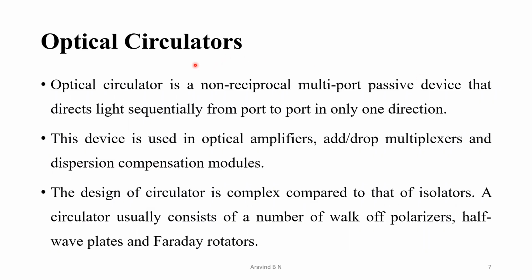Now getting into optical circulators. These optical circulators are multi-port passive devices that direct light sequentially from one port to another port in only one direction. These optical circulators are used in optical amplifiers, add-drop multiplexers, and dispersion compensation modules. With respect to design, the design of optical circulators is quite complex when compared to that of the isolators.